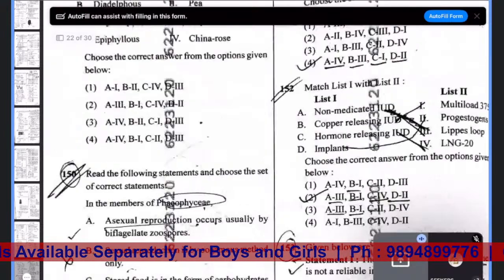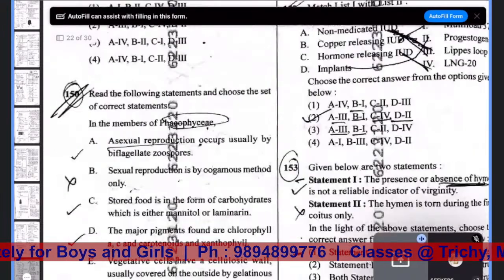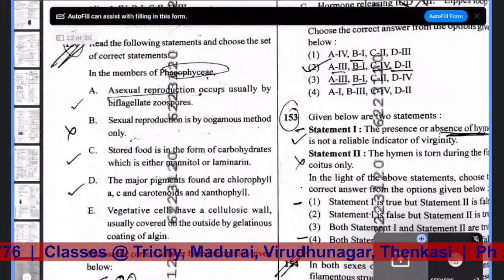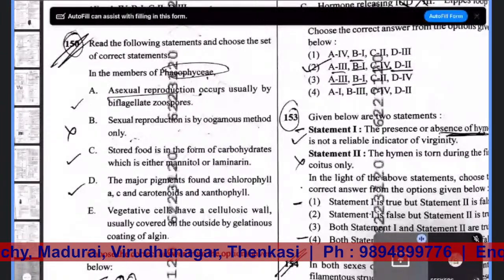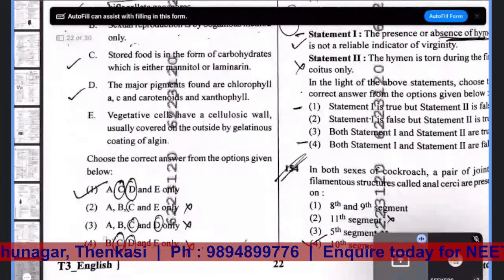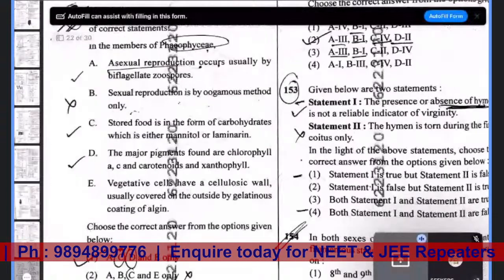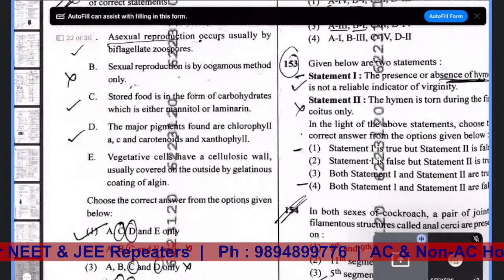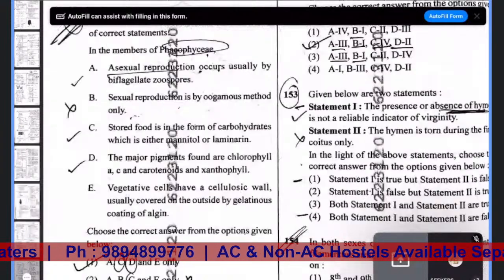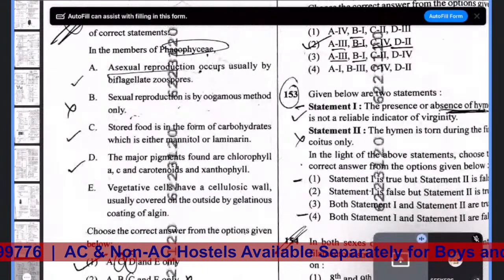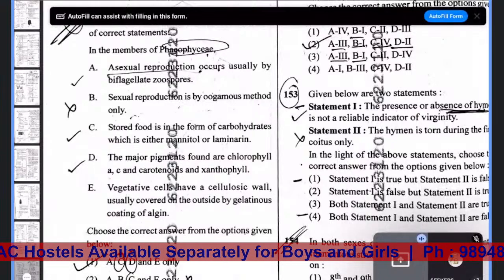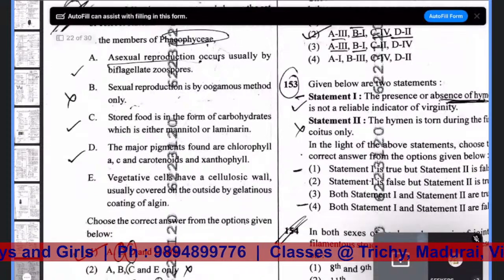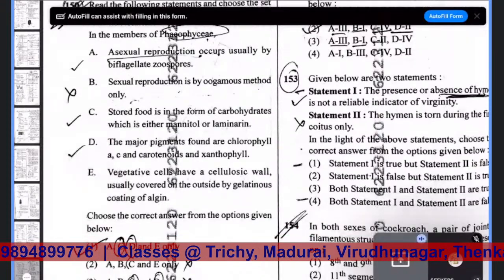So the last question in your botany part. Read the following and choose the set of correct statements in members of Phaeophyceae. Actually, Phaeophyceae is your brown algae, right? So we have to select which is the right statement about Phaeophyceae. First one, asexual reproduction occurs usually by biflagellated zoospores. So asexual reproduction in brown algae usually occurs by biflagellated zoospores, which is right. Then B statement, sexual reproduction is by oogamous method only. Actually, it is wrong.